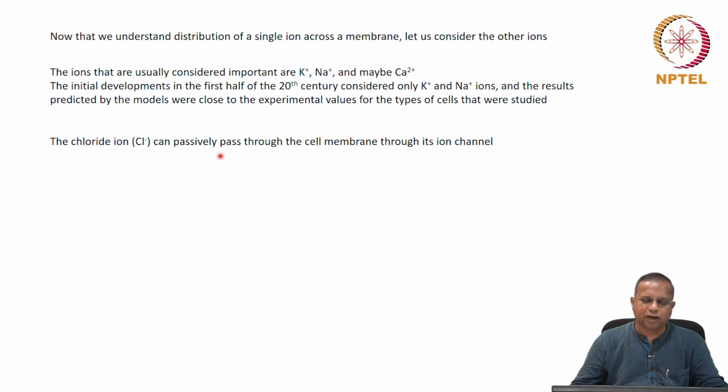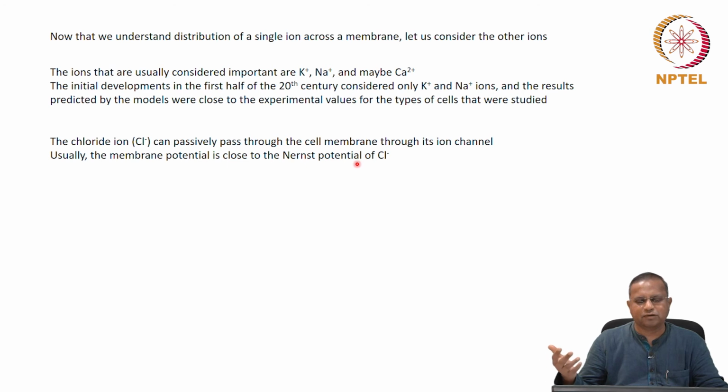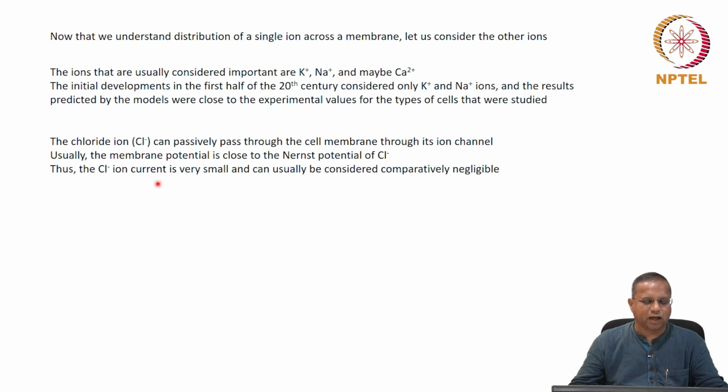The chloride ion can passively pass through the cell membrane through its ion channel, of course, and usually the membrane potential is close to the Nernst potential of chloride. When it is close to the Nernst potential of chloride, there is not going to be any net movement of chloride ions. That's the reason why chloride is not considered too important. It's considered at times, but not usually. The chloride ion current is very small and thus can usually be considered comparatively negligible.